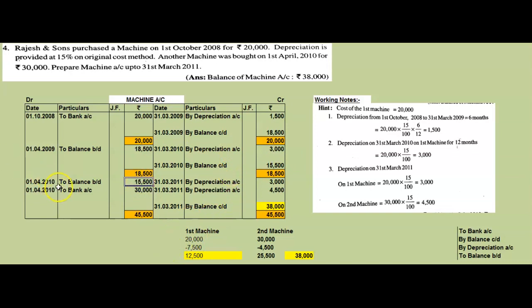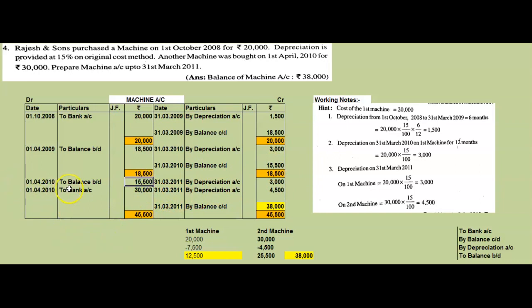Opening balance of the last, third year, that is 2010 to 2011. So in this year we have two machines now. How two machines? See here it is given: another machine was bought on 1st April 2010 for 30,000. For this machine also you have to write the entries. Before that you have to take the balance brought down entry. So from the previous year 15,500 we are bringing here.